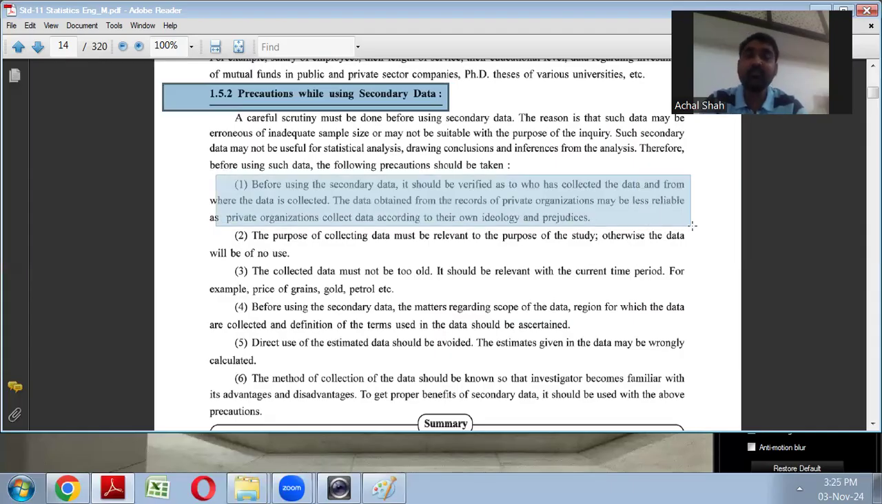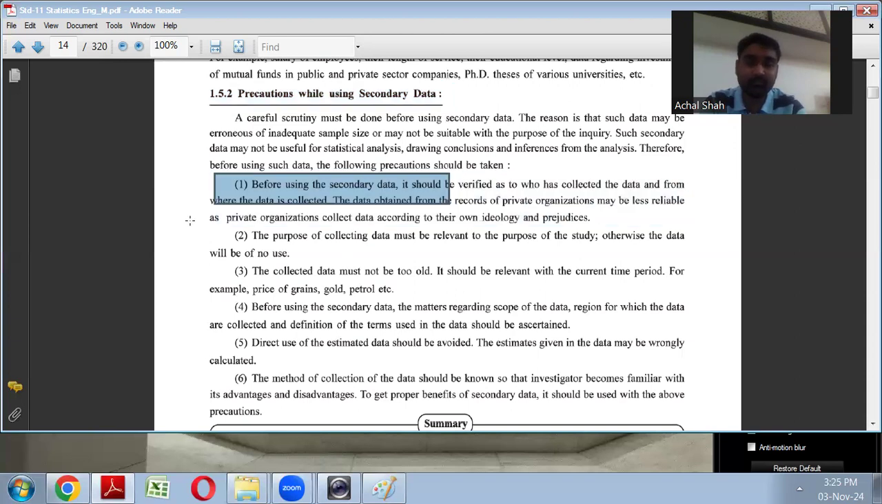First, before you use any secondary data, it should be verified who has collected the data and from where the data is collected. If you are using data collected from any private organization, it can be less reliable, because a private organization will prepare the data on the basis of its own ideology and bias. They are not a government organization. The data you get from a government organization or a government website could be authentic. So check first from where the data is being collected.